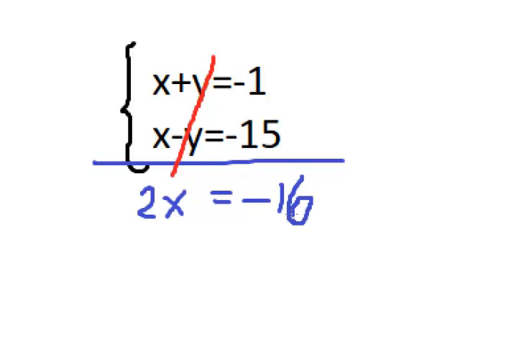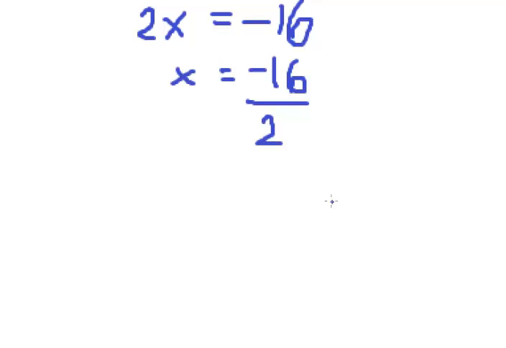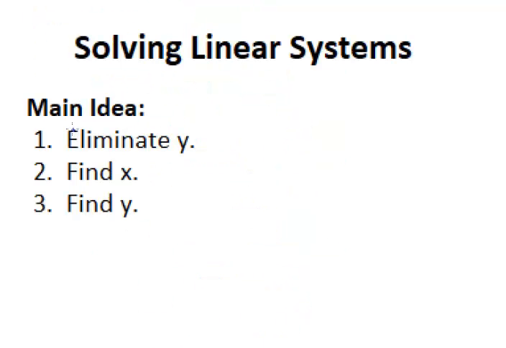Okay, so once I've done that, I can pass this number 2 to divide on the other side, so it will be x equals -16 divided by 2. And -16 divided by 2, that will be x equals -8. Okay, so that will be the answer for x. So I already did step 1, eliminate y, and step 2, find x. I'm only missing step 3, find y.